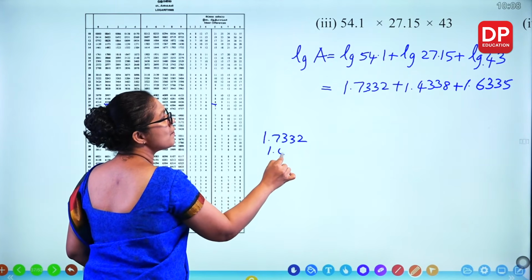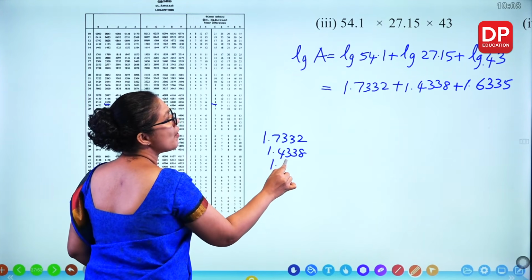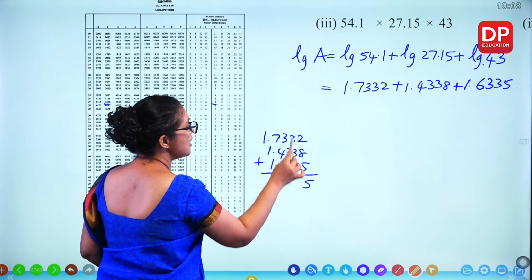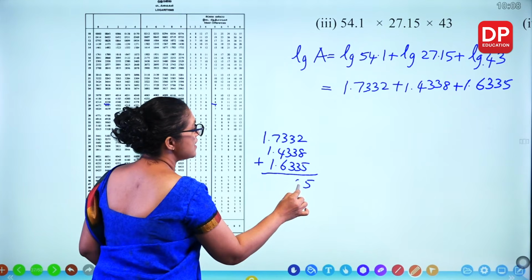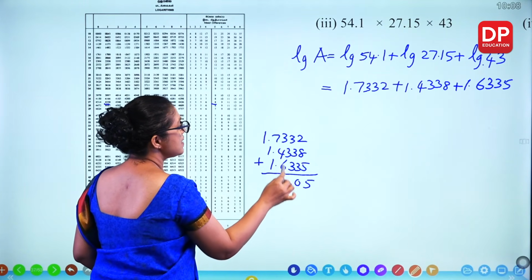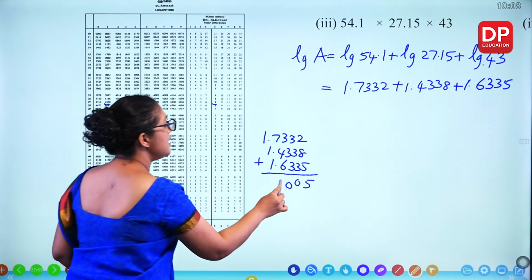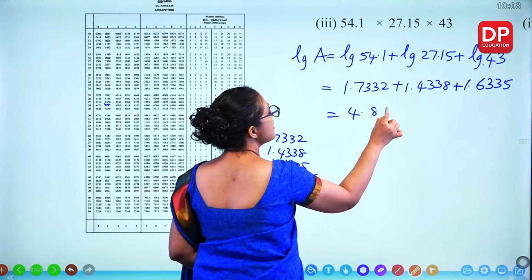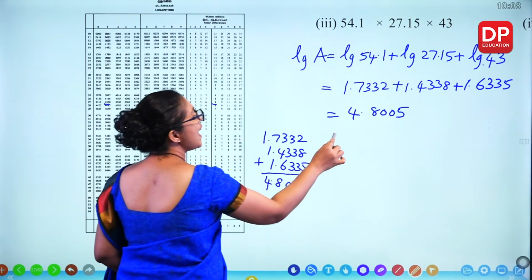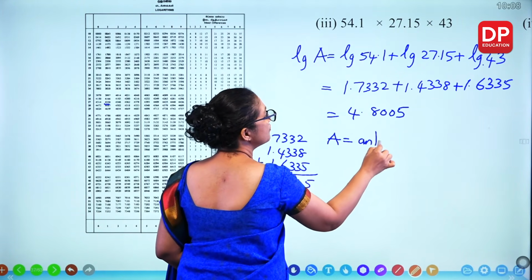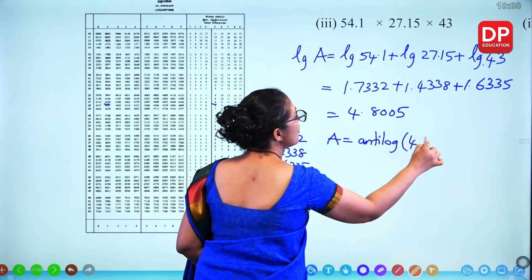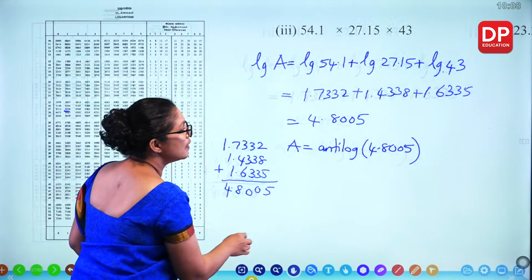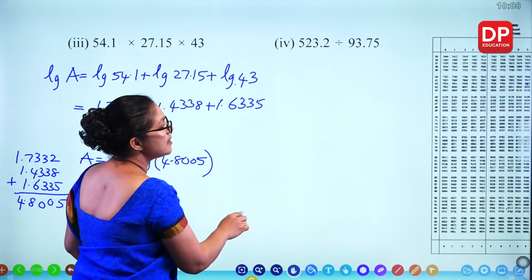1.7332, 1.4338, and 1.6335. When you add, you get 15 here, 1 remaining, 10, 1 remaining, again 10, 1 there, 18, 4.8005. So take the antilog of this value, 8005.